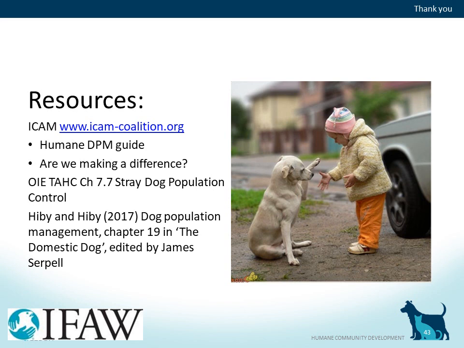I've just listed a few resources up here. You can go to the ICAM website to find the Humane DPM Guide and also the document Are We Making a Difference, which is about monitoring and evaluation and has a lot more detail about some of those methods I described. You can go to the OIE, to the Terrestrial Animal Health Code, so Chapter 7.7, which is the Stray Dog Population Control Standard. And then there's also Chapter 19 in The Domestic Dog, which is about dog population management. And that's a book edited by James Serpell.